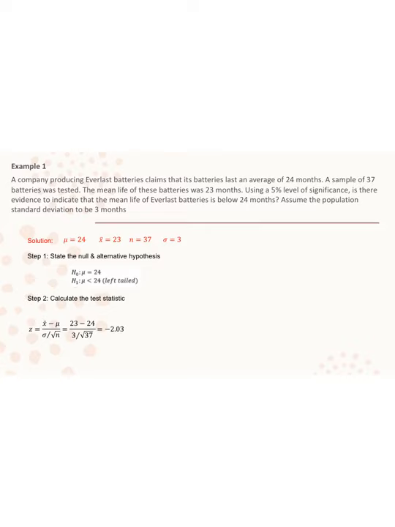Okay, now kita nak tengok the same example but menggunakan p-value approach. Okay, the same example. So step dia sama. Step yang pertama, still state your null and alternative hypothesis. Okay, mu equals to 24, mu less than 24. Step yang kedua, we want to calculate the test statistic. Okay, tadi kita dah calculate, kita dapat negatif 2.03.